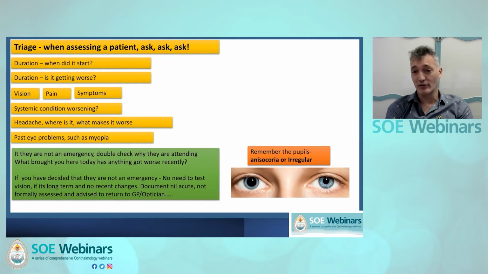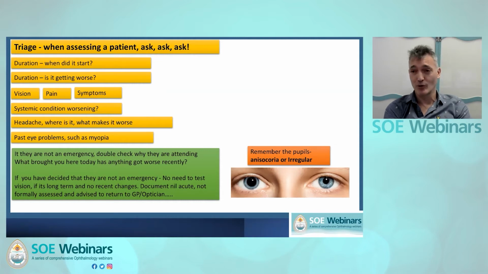If you decided they're not an emergency, there's no need to do the vision. Some people say you should all do the vision. Why? If you're not going to treat them, or if you're only redirecting somebody to another service, as long as you haven't interfered with the vision, you just document you've not done a formal assessment and you've pointed them in another direction.